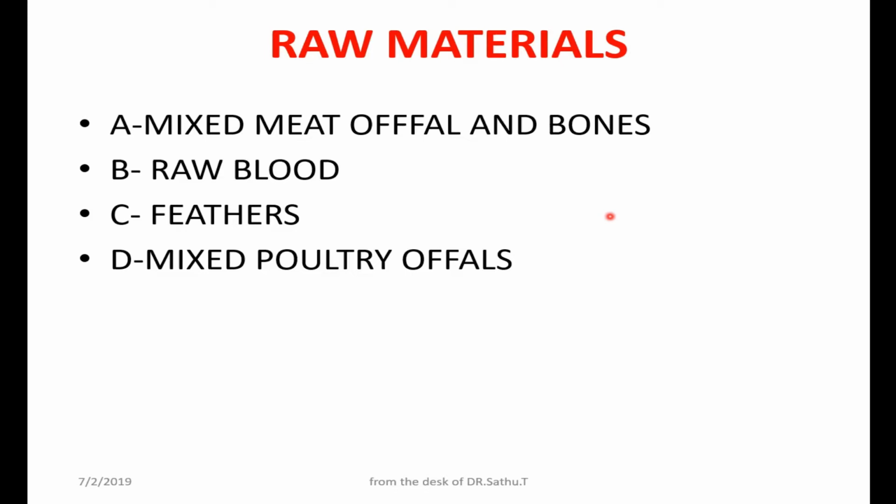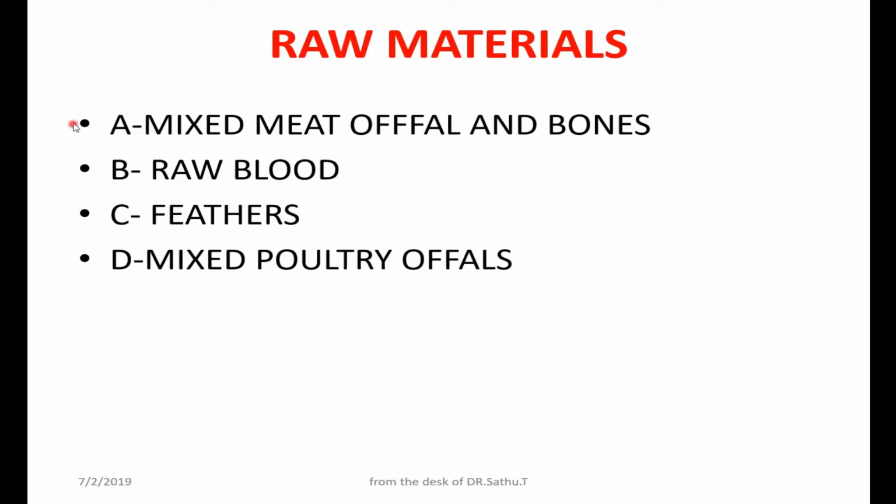It is always advisable to use the blood in the rendering plant, because if you leave the blood into the effluent treatment plant, it is going to increase the BOD, and the cost of running the effluent treatment plant is going to increase. In poultry processing plants, we can use the feathers for rendering to prepare the feather meal, or you can use the mixed poultry offals. That is nothing but the feathers along with the intestines, the offals, all that comes under the mixed poultry offals.